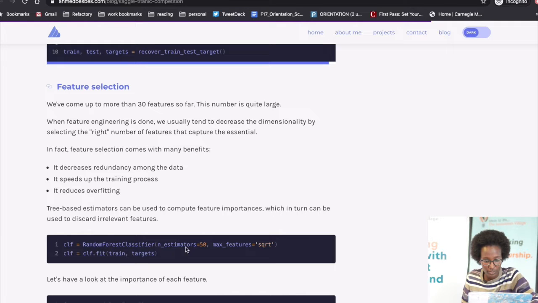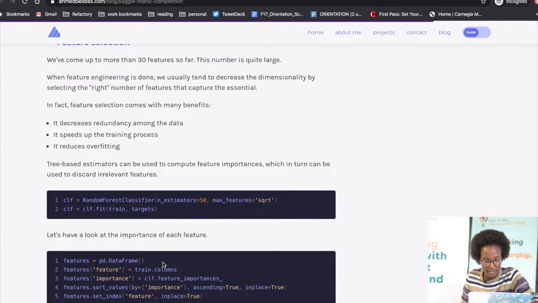And then they get a random forest. This is a random forest classifier, like they said.